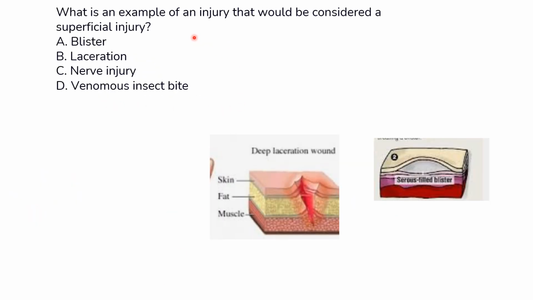What is an example of an injury that would be considered a superficial injury? Blister, laceration, nerve injury, and venom insect bite. The correct answer is blister, because sometimes a laceration can go deeper, into the fat and the muscle, but a blister is absolutely superficial. It remains in the epidermis or maybe a superficial part of the dermis, but it is a superficial injury.